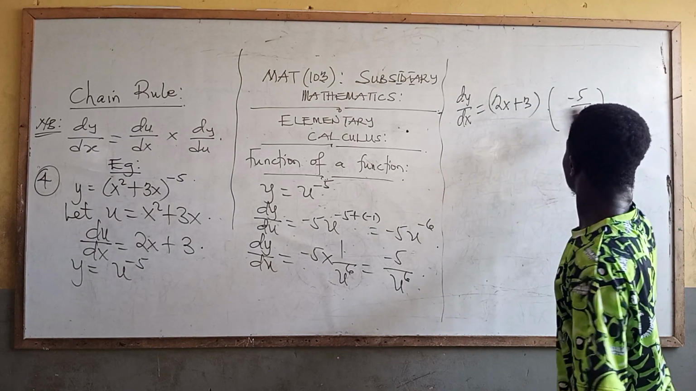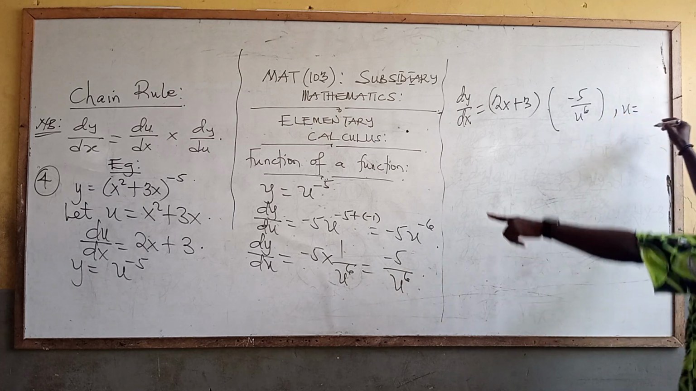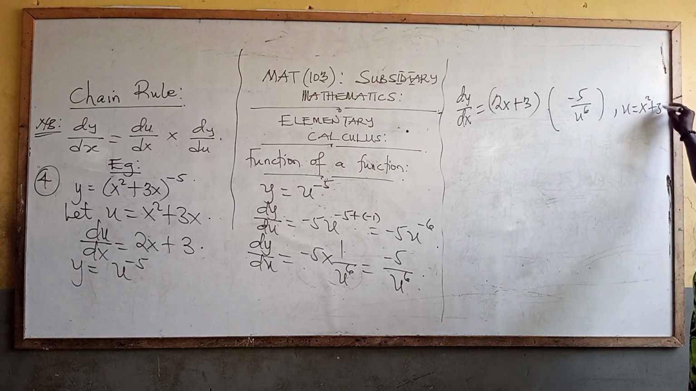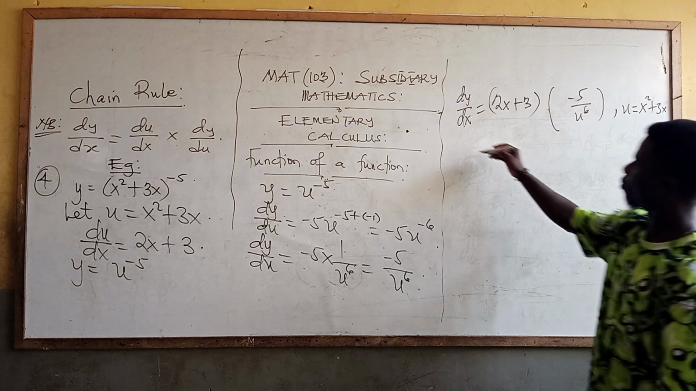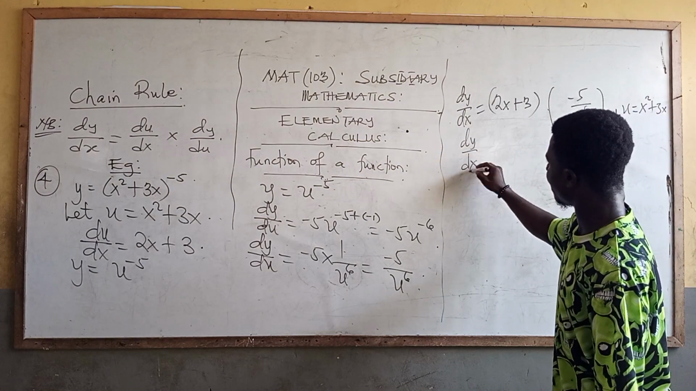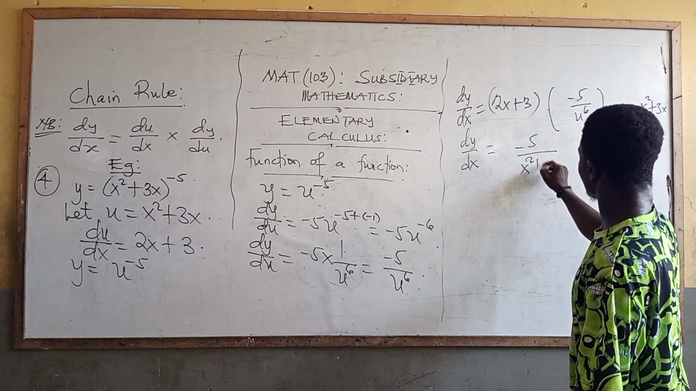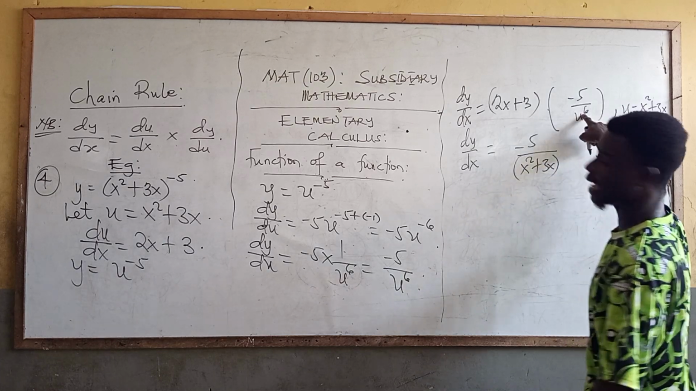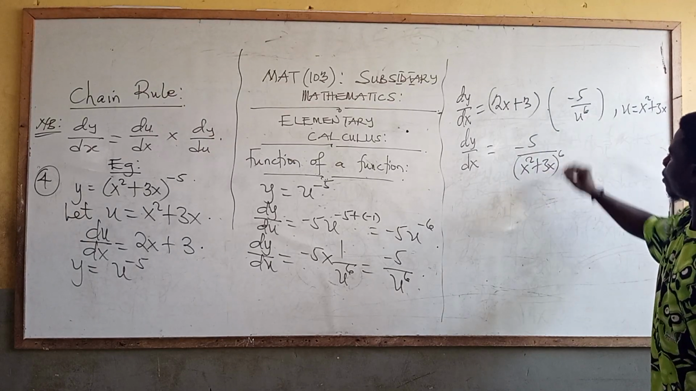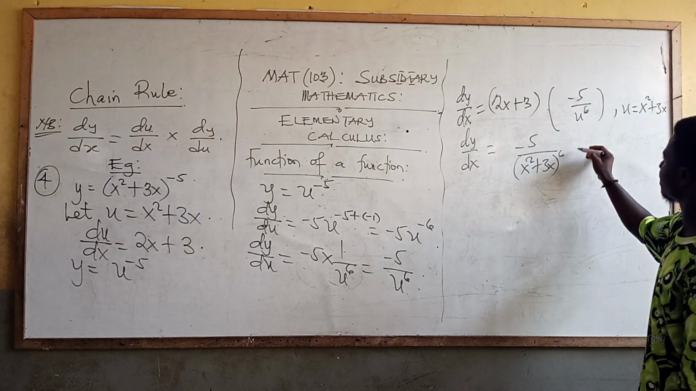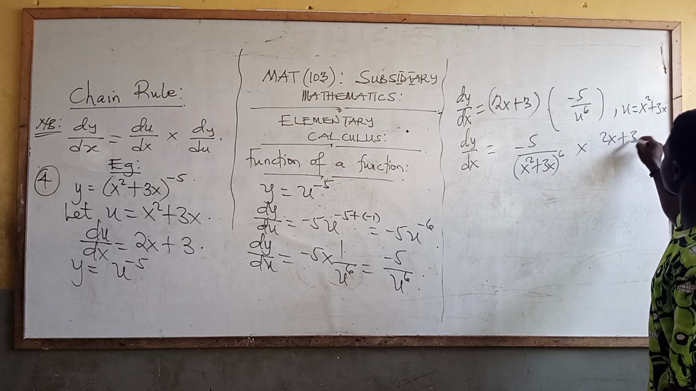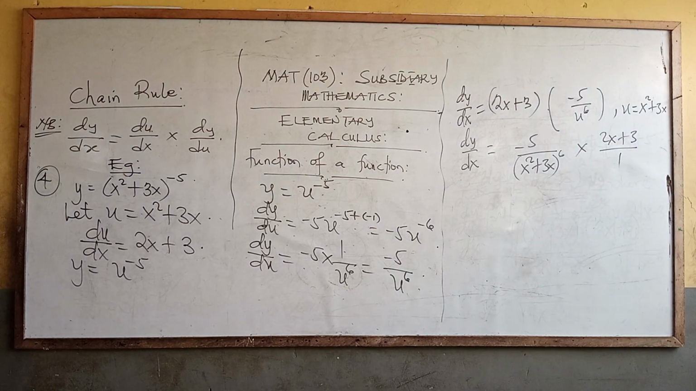So now, where we can say that our u is what? x squared plus 3x, right? So my dy over dx equals, I have negative 5 over, what is u? x squared plus 3x, all to the power 6, times 2x plus 3, this one to the power 1. So kindly watch it very carefully. It's not difficult at all.